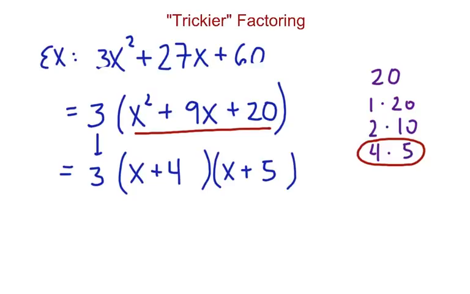So maybe now a question before I end this would be, do I have to factor the 3 out first? And the answer to that is no, you don't, but it is typically a time-saving step. I would rather look for two numbers that multiply to 20 and add to 9 than I would like to find two numbers that multiply to 180 and add to 27. So typically it just makes an easier problem for yourself. Those are some of the trickier cases. Hope you feel a little bit more comfortable with them.